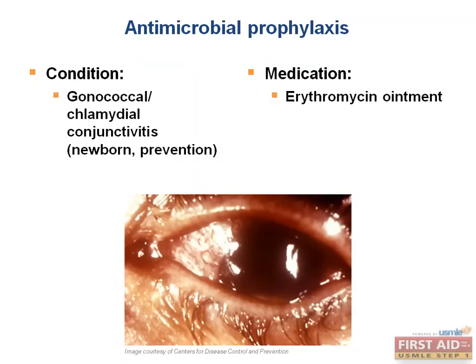Erythromycin ointment is used to prevent gonococcal and chlamydial conjunctivitis. This image shows an older patient who was diagnosed with gonococcal conjunctivitis. You can see the conjunctival inflammation.